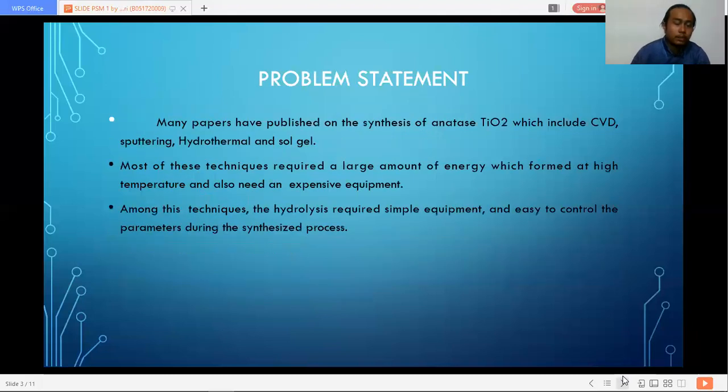For the problem statement of this project, many papers have been published on the synthesis of anatase TiO2, which include CVD, sputtering, hydrothermal, and also sol-gel. Most of these techniques require a large amount of energy, are performed at high temperature, and also need expensive equipment. On the other hand, the hydrolysis process requires simple equipment and it's easy to control the parameters during the synthesis process.